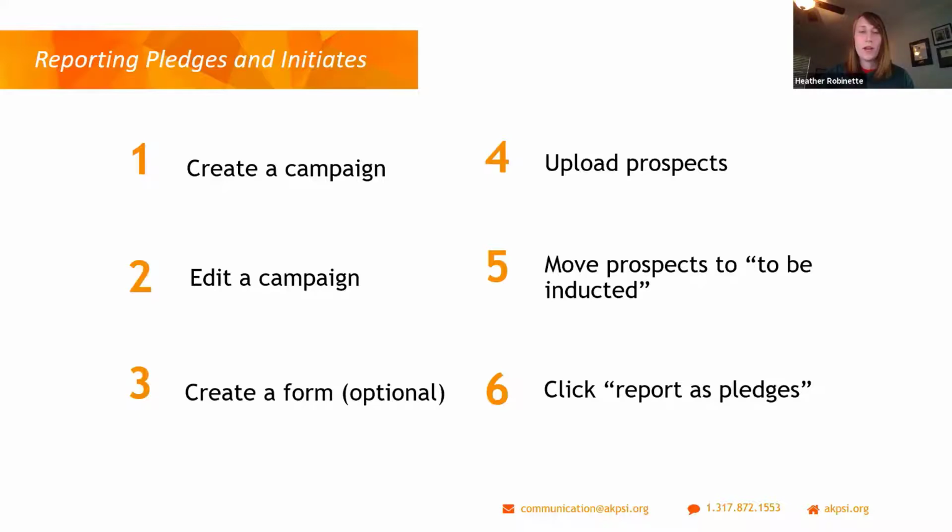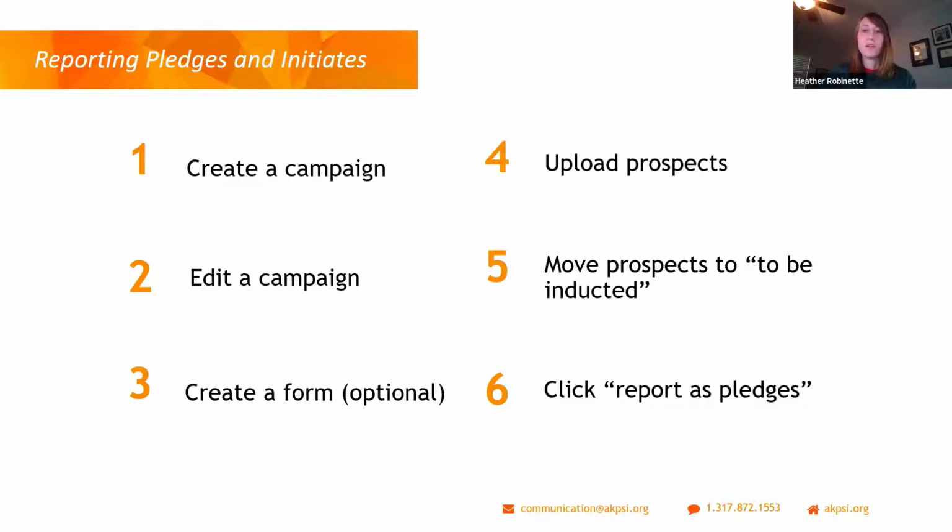So essentially you'll create a campaign. If for some reason you can't, just make sure the previous campaign is closed. From there, you're able to either create a form or upload your prospects, which are your potential new members. You would then move them to the to be inducted status. And as soon as they are inducted, you would move them over to the inducted status and get them reported as pledges. They should also be paying their induction fee at this point to get them started in the process.